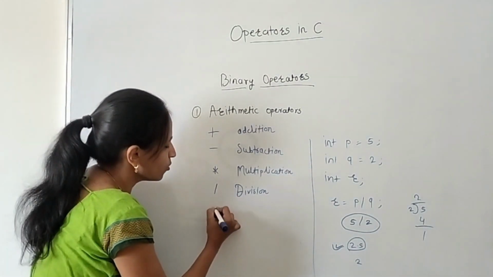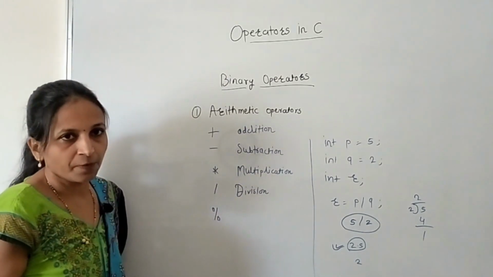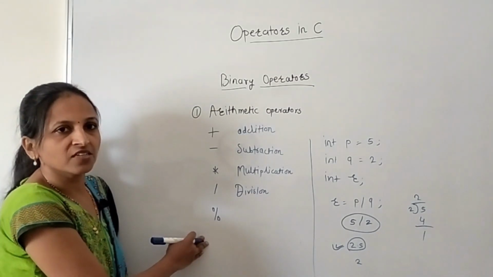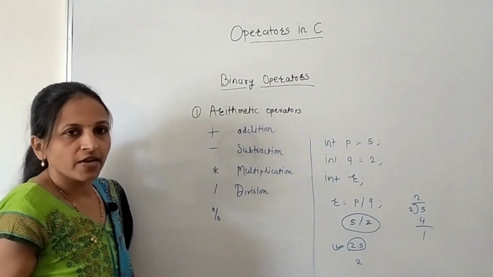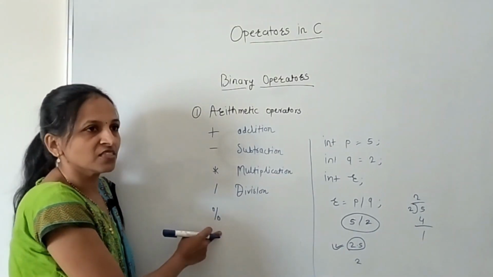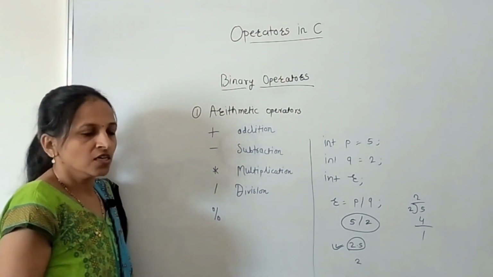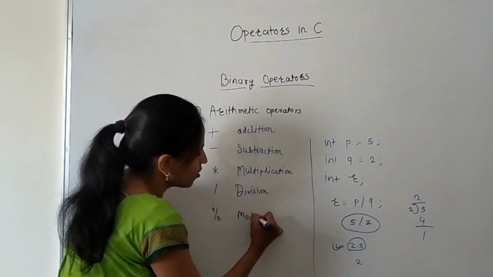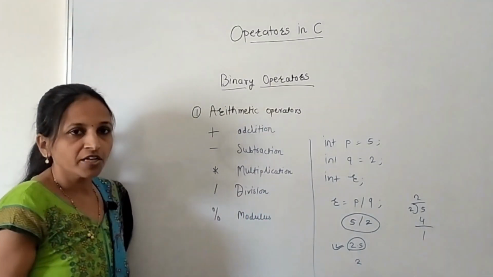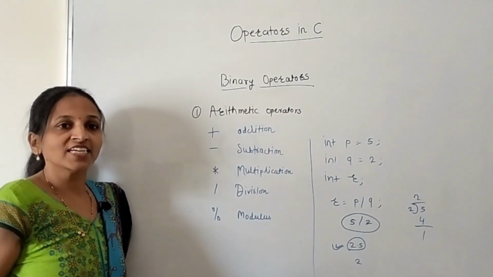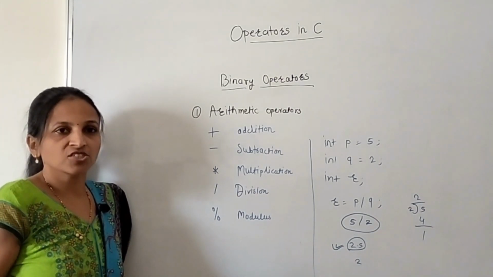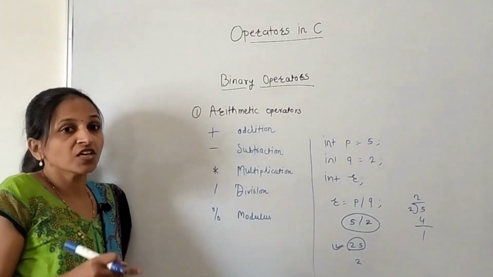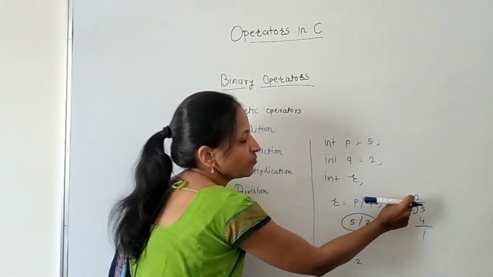Now there is one more operator, the modulus operator in programming language. This is a very important operator while learning C programming. This plays a most important role. This one is the modulus operator. The modulus operator is used to get the remainder after division. It will divide two numbers and give you the remainder, not the quotient part.